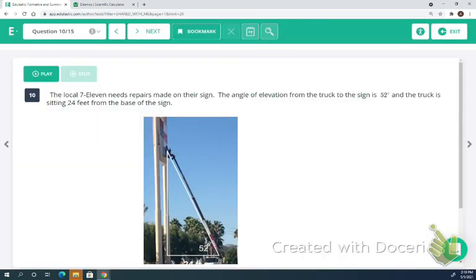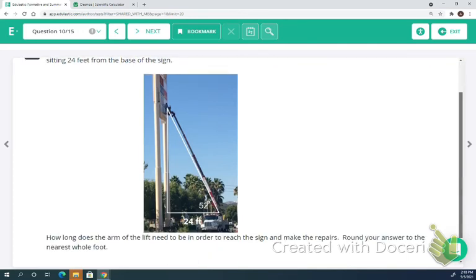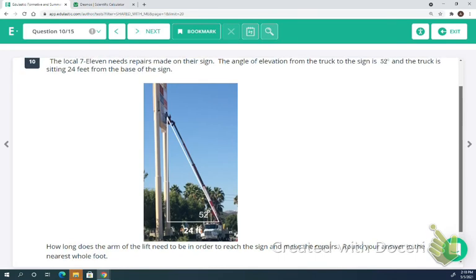All right, so here, a truck needs repairs made to the sign. The angle of elevation from the truck to the sign is 52 degrees, and the truck is sitting 42 feet from the base of the sign. If we look at the question, it's asking us how long the arm of the lift needs to be in order to reach the sign to make the repairs.